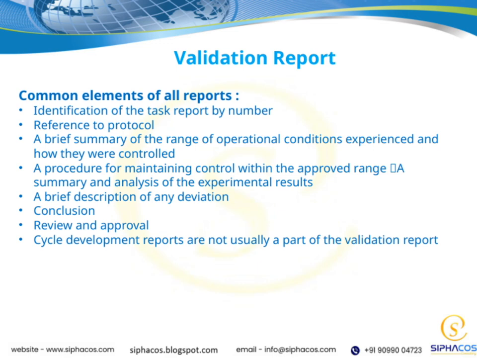Following that, there's a procedure outlined for maintaining control within those approved operational limits, which helps ensure consistency and reliability. We also include a summary and analysis of the experimental results, highlighting the key findings and insights. If there were any deviations from the planned procedures, these are briefly described, so we understand any anomalies or unexpected events. The report then culminates in a conclusion that synthesizes the findings, and a review and approval section to verify that everything has been properly vetted.